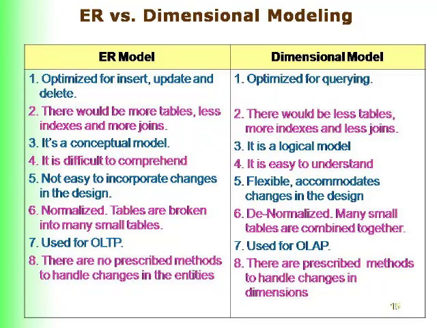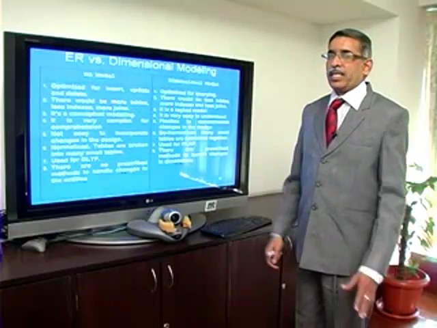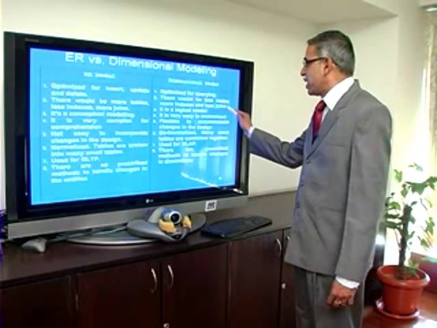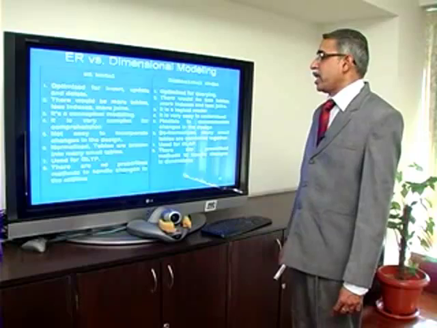In ER model, we can have more tables, less number of indexes, and more joins. But in the dimensional model, there will be fewer tables, more indexes, and fewer joins. That means you are optimizing the number of joins in order to improve the performance of the query. That's why joins are very few here, to speed up the query execution process.